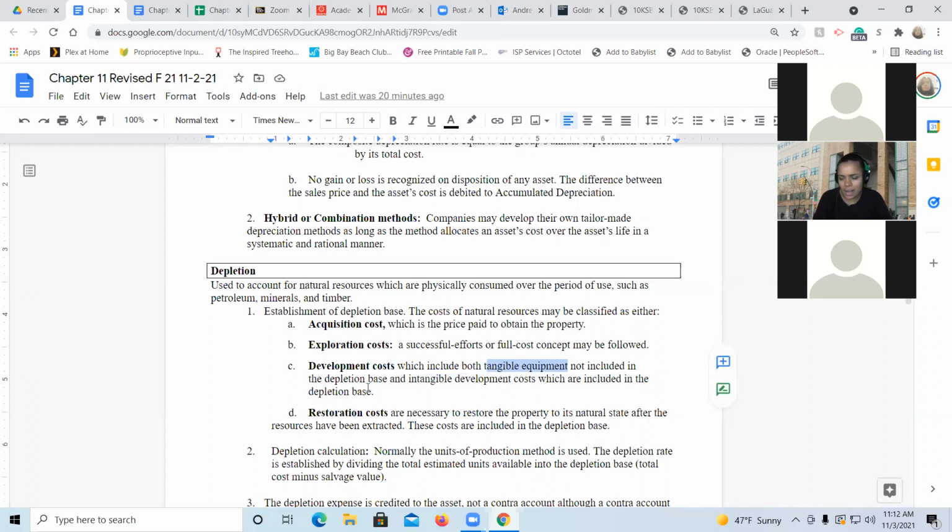So if I say, oh, I had to buy one of these construction diggers in order to get the mine going, that thing will be recorded and depreciated separately from the mine itself. But if I say I had to get someone to draw up plans so that I know exactly where to mine, those intangible development costs are included in the depletion base.